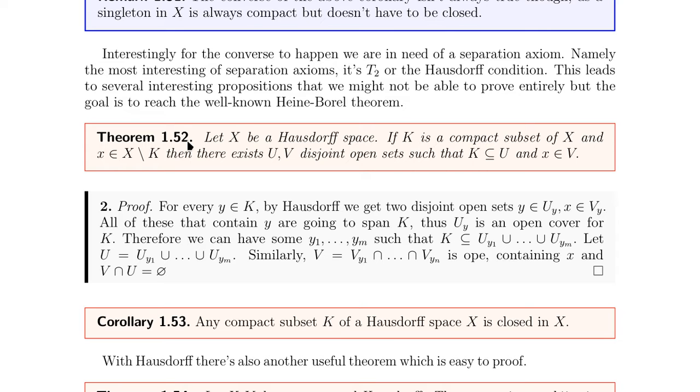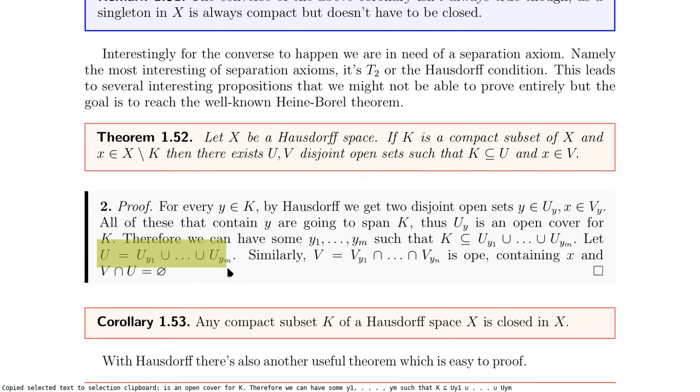And the proof is not that difficult either. What you do is you take a point y in K, you use the Hausdorff condition, you say that, okay, there is going to be an open set containing y, and another one containing x. Now all of these U_y that contain y are going to span K, right? And thus this is actually an open cover for K. And as it is an open cover, you can take finitely many of these U_y's, then your K is going to be a subset of the union of the family members of this cover, right?